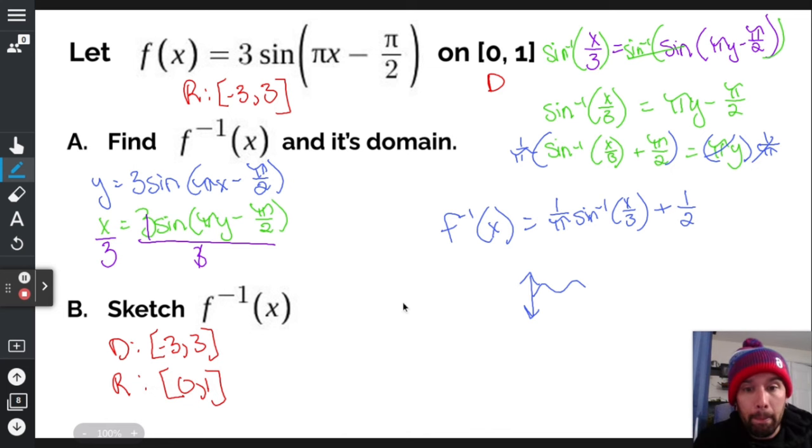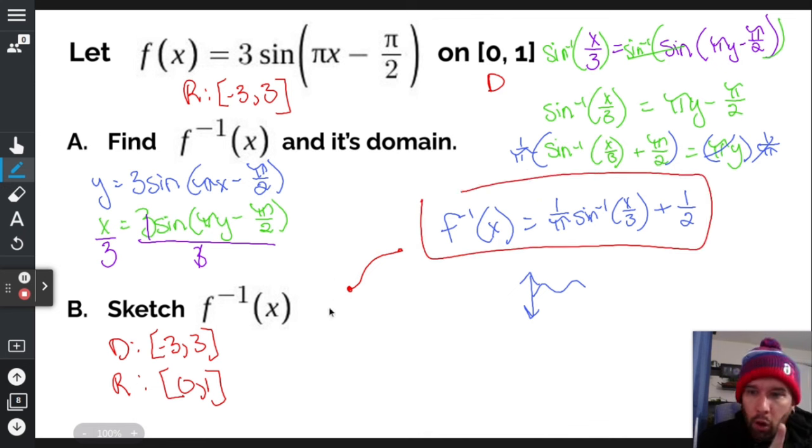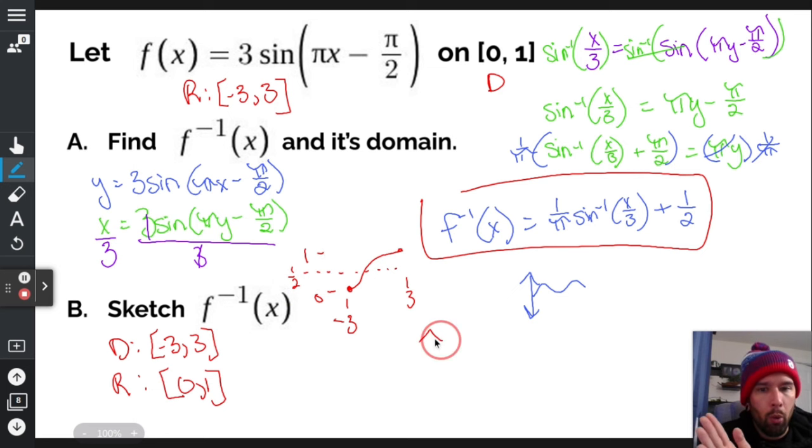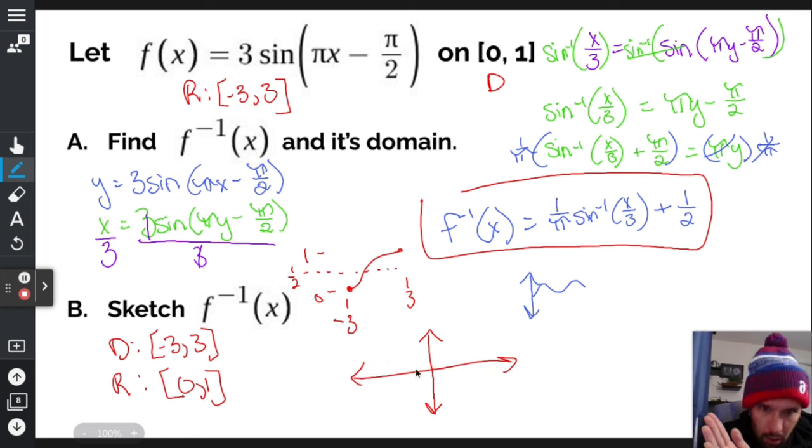So what I get is this guy right here. It's going to look like this. It's going to look like that. This is my function. It's going to stretch out to -3 and 3. And it's going to have a range of 0 to 1, which means it's going to have, we're not going to call it midline, but it's kind of like our midline of 1/2. So let me try to draw that out one more time, because that doesn't look good at all.